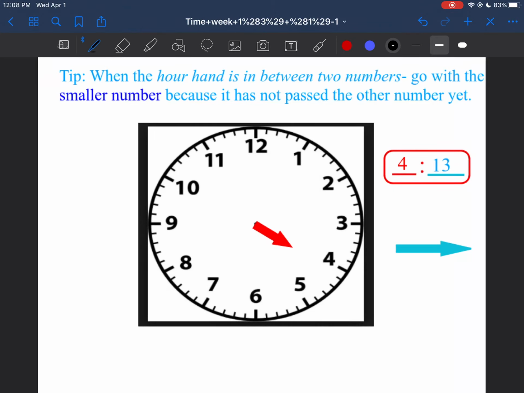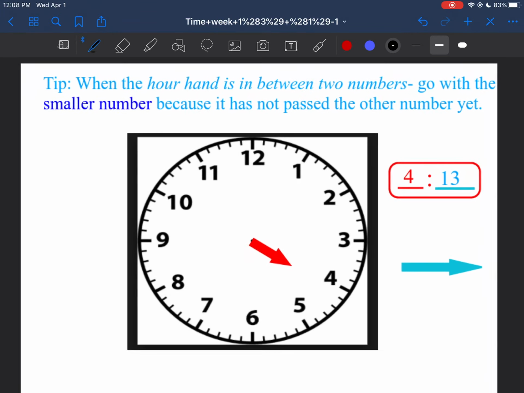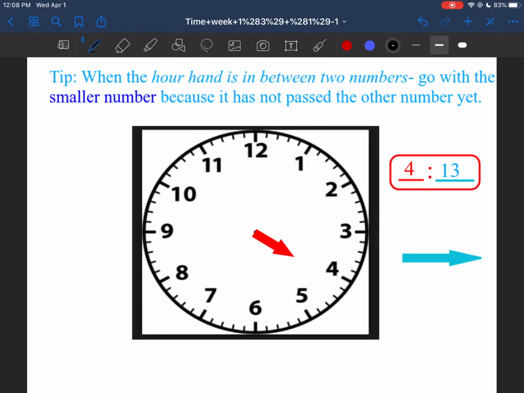Let's practice another one. Here is a tip, and we talked about this yesterday. When the hour hand is between two numbers, go with the smaller number because it is not past the number before. So remember how yesterday I was teaching you that if the hour hand, notice that it's not quite touching the 4, but it's not touching that 5 yet, so it hooks back to the smaller number, okay? That's what that tip means.